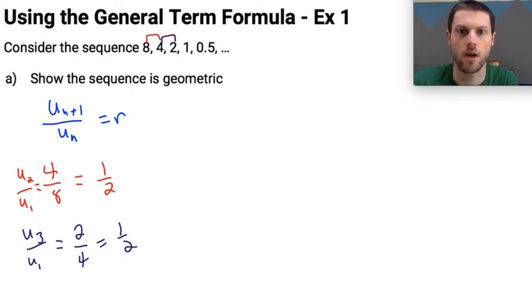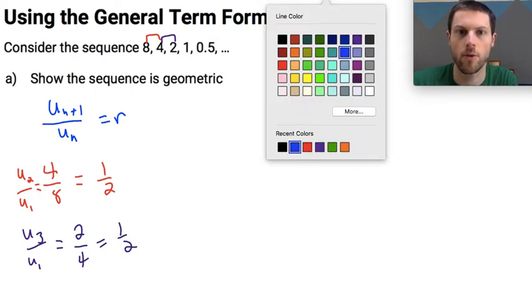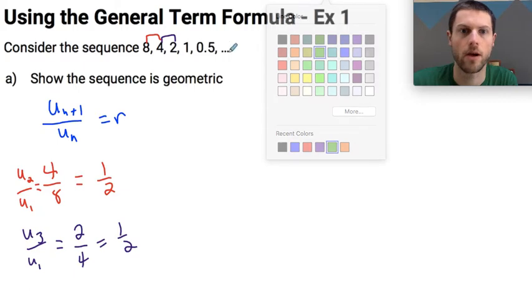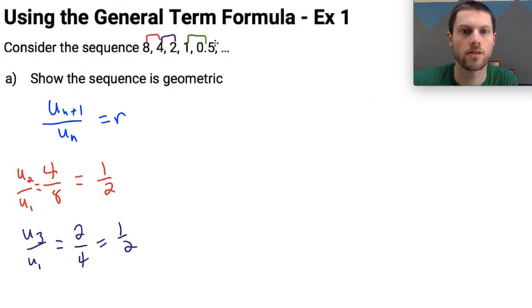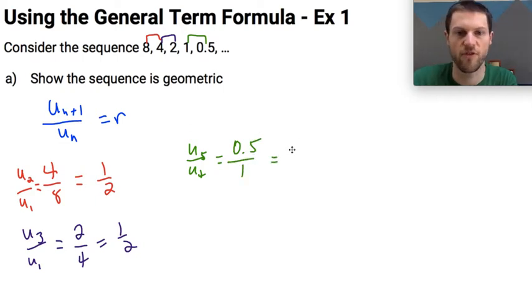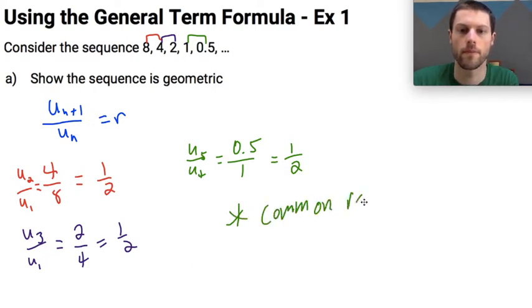So far, so good. Let's take one more pair of terms here, and we'll compare. Let's do 1 and 0.5. So this is 1, 2, 3, 4, 5. So this is u sub 5 over u sub 4. That's equal to 0.5 over 1, which is also equal to 0.5, which is also equal to 1/2. So this has a common ratio, and so it must be geometric.